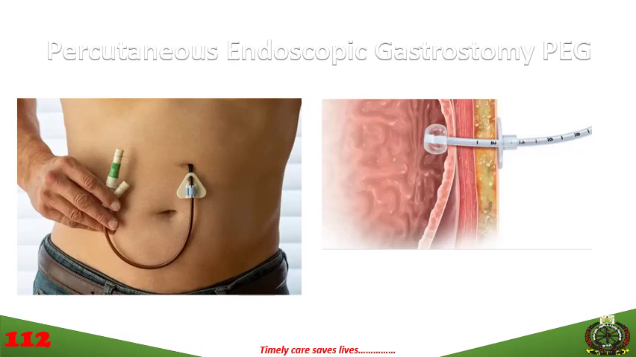So what they do is that they perform this procedure. They go into the stomach directly from the skin. They use endoscopy, view, and place this tube inside. Now in Ghana, if you look at the picture to the right, that's a regular tubing. Then to the left, that's a urethral catheter. So in Ghana, most often we use a urethral catheter.